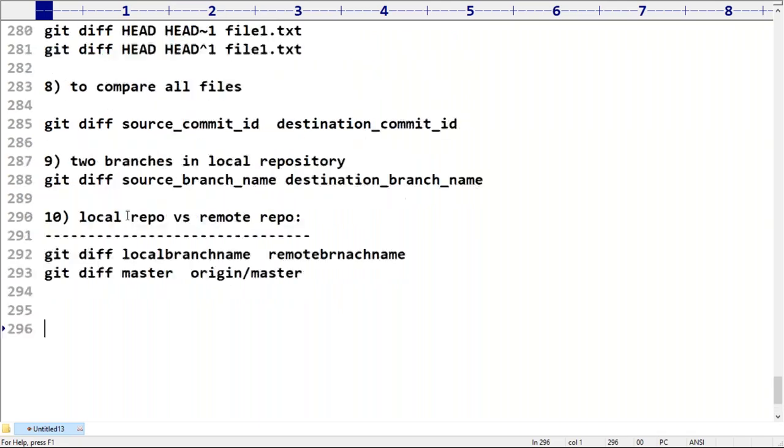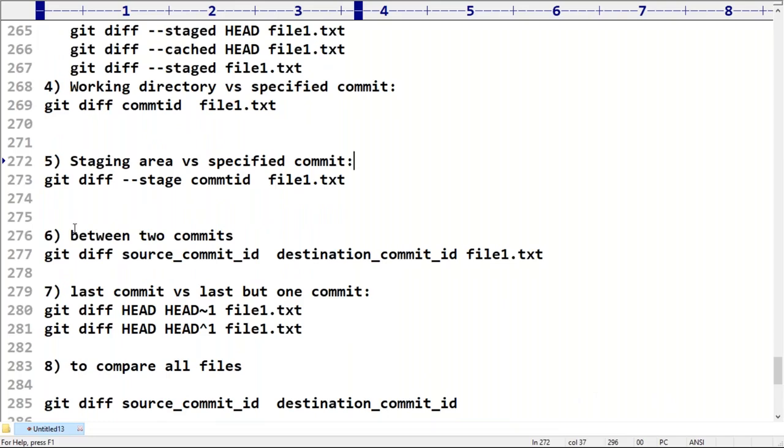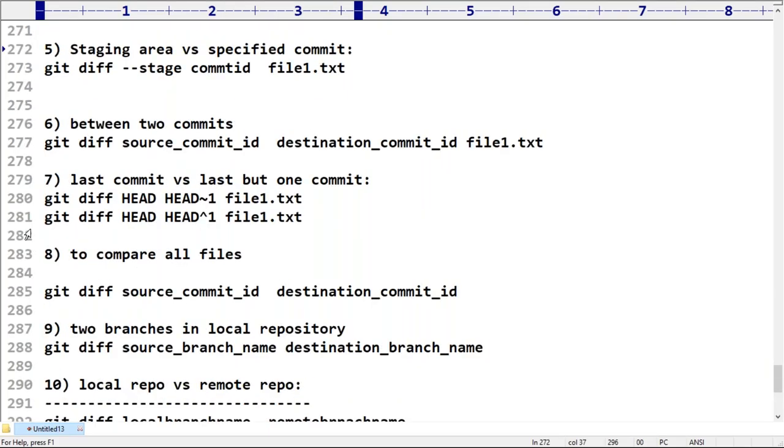Wow, excellent friends. There are so many things here. If HEAD is not referring to the last commit, then you can't use this one. There is a concept called detached HEAD; in that case you can't use it. If HEAD refers to the last commit, then you can use it. If HEAD is referring somewhere else, it is better to refer to the last commit by its commit id only.